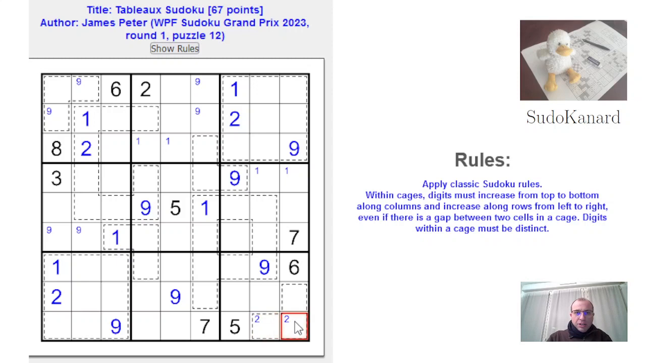And it can actually be here with the 1 there. So this cell can only contain 1 or 2. And no, actually 2 here would require both cells here to be 1s. So that wouldn't work. So the 2 is there. Now in this cage, 2 can't be here, so it can only be here.